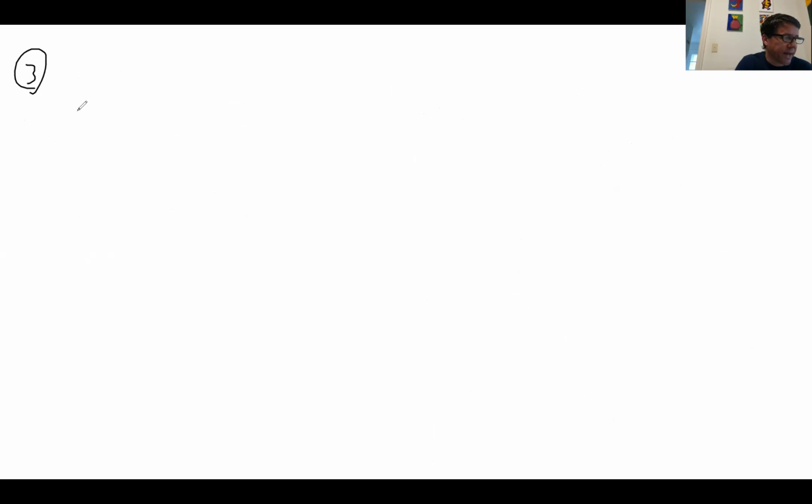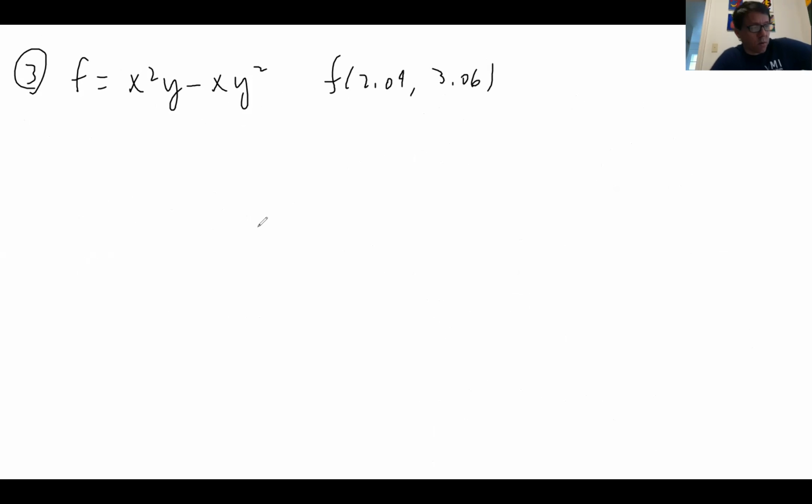3, we did in class. The function is x squared y minus xy squared. You want to know what the answer is for f of 2.04, 3.06, but we don't want to think too hard about this. So we like, well, I know what it is at 2, 3. If I plug in 2 and 3, I get minus 6. So it's got to be close to that.